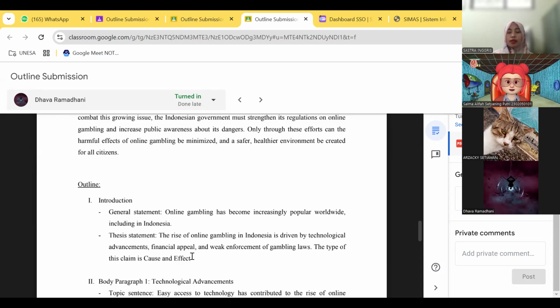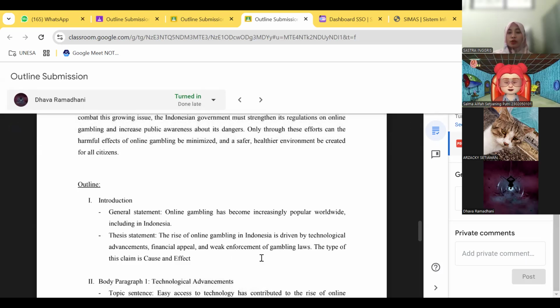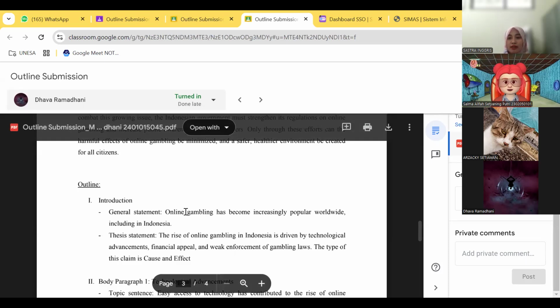Bagaimana cara menunjukkan bahwa claims-nya ini adalah you're showing that you disagree with the emergence of online gambling. I think your third point here is already correct. Weak enforcement of gambling laws. Karena hukum terkait tentang gambling itu masih tidak terlalu kuat. I think it is a good point. Showing your position. Poin yang bagus untuk menunjukkan posisi Dava di sini, di mana Dava tidak setuju atau tidak suka dengan adanya online gambling ini.